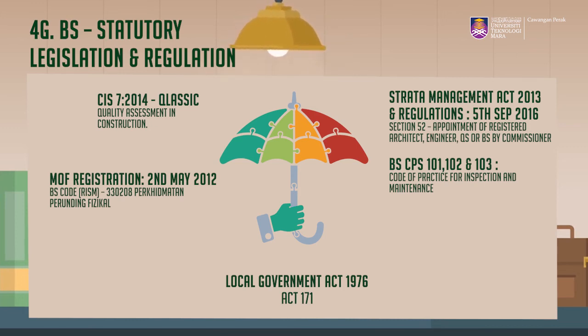Generally, QLASSIC or Quality Assessment System in Construction is a system or method to measure and evaluate the workmanship quality of the building construction work based on CIS 7. With the aim of doing it right the first time, QLASSIC plays an important role to protect public or stakeholder interests. Same goes for building surveyor tasks.